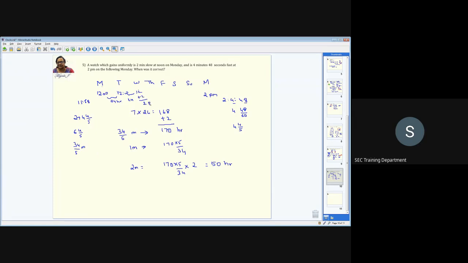So it's going to be how much? 2 p.m. At 12, it's going to be 48 hours ahead. But at 2 p.m., it's going to be 50 hours ahead. So the answer is Wednesday, 2 p.m. It's going to show the correct time. And after that, it's going to increase. Clear?